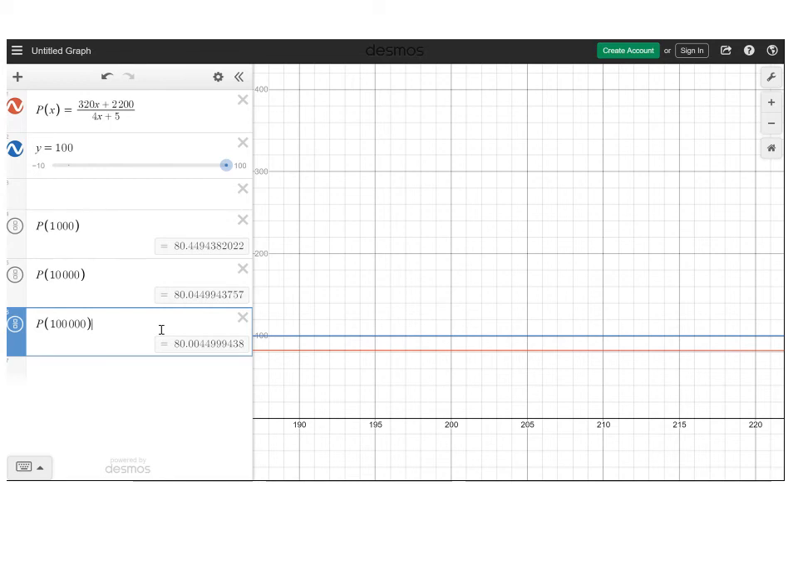So the answer to part C is that the deer population will be at 100 in about 21 years. And then in part D, we see that the population is leveling off to around 80 deer in the long run.